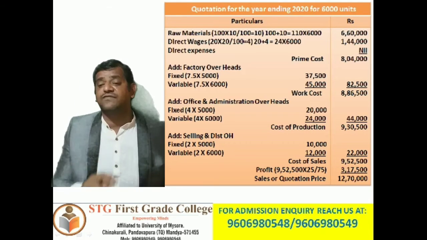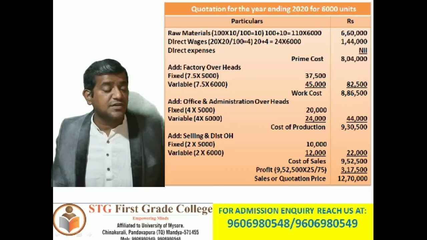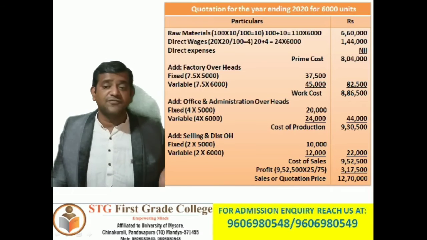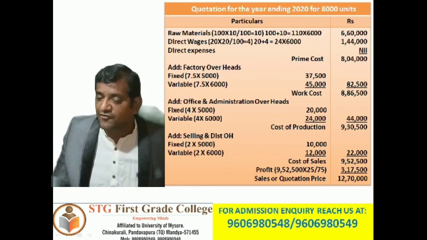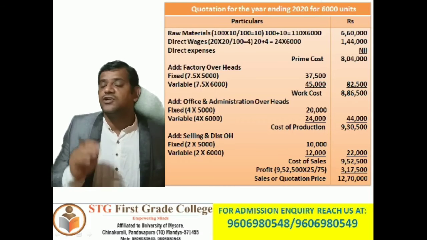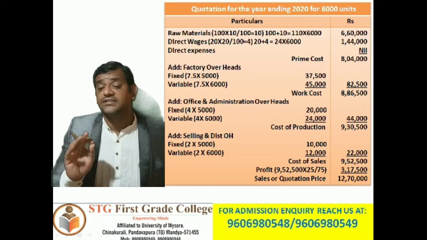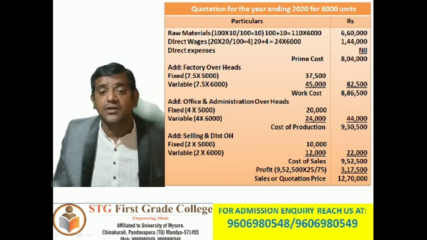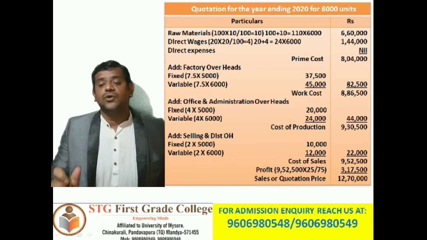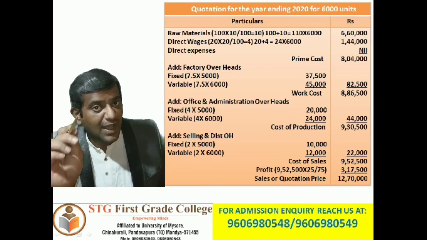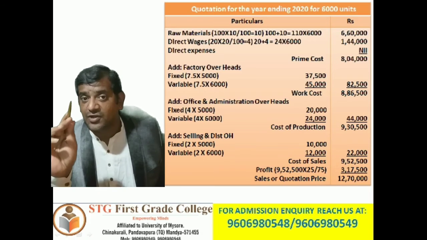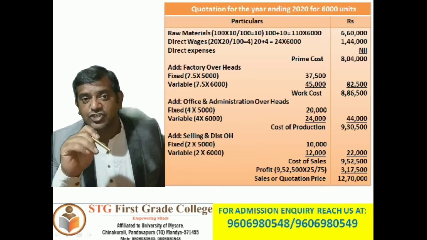So sales or quotation price is 12,70,000. How come? Cost of sales 9,52,500 plus profit 3,17,500. So put together total 12,70,000 is the sales or quotation price. Clear? So I am done with the last problem of preparation of cost sheet and estimation.